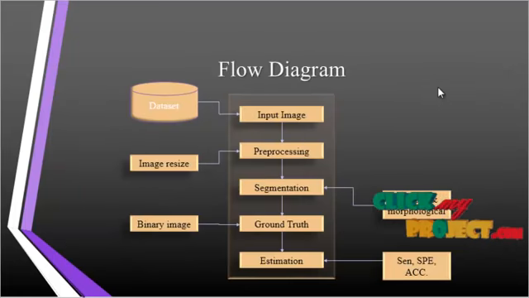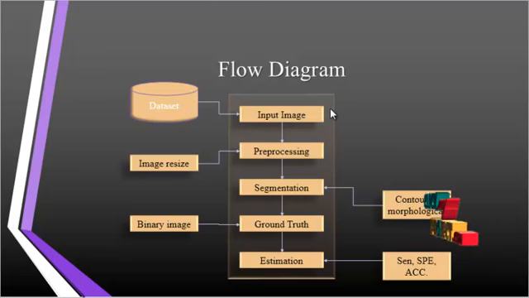Now we discuss the overall flow diagram for the process. This is the overall working flow for the process. At first, the input image is taken from the dataset. After getting the input image, it undergoes the pre-processing step. In the pre-processing step, the image is resized into the required aspect ratio.